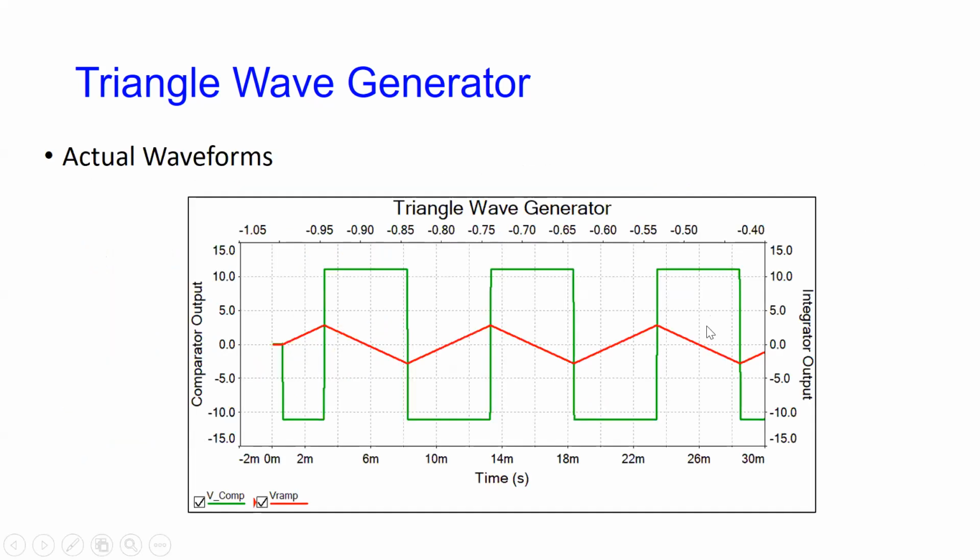And in fact, this is what it looks like if you were to simulate it. If you made the circuit in Multisim and put in, I think it was 1 microfarad and maybe 10K or something, this is what it will actually look like.